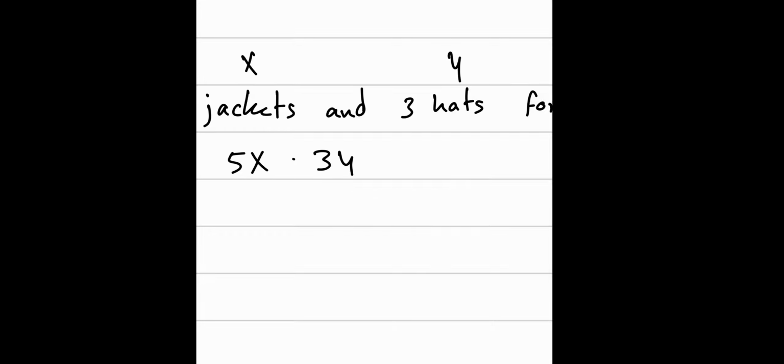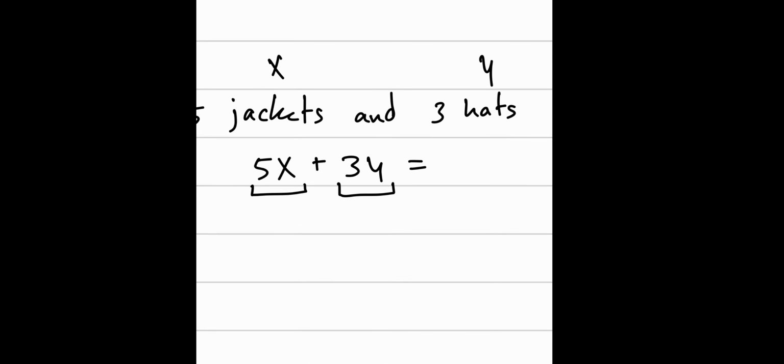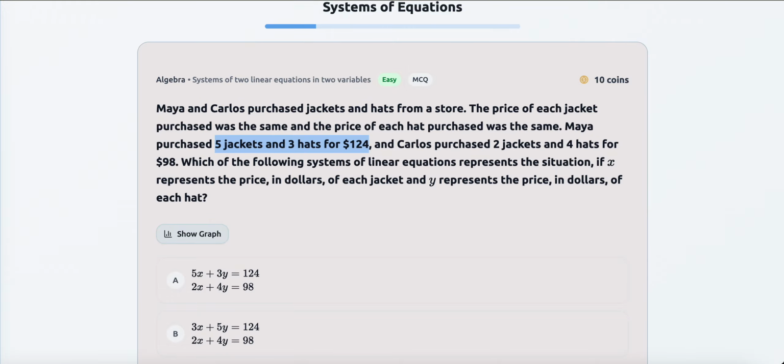And sorry, I multiplied these. We should be adding them because we're adding the amount of money that she spent on jackets and the amount of money that she spent on hats, and that should equal $124 because that's the total amount that she spent on hats and jackets. So that's going to be our first equation. 5x plus 3y is equal to 124.